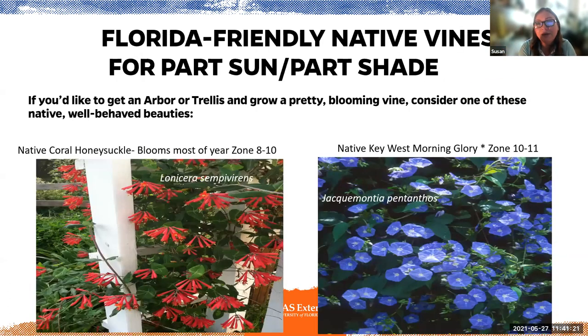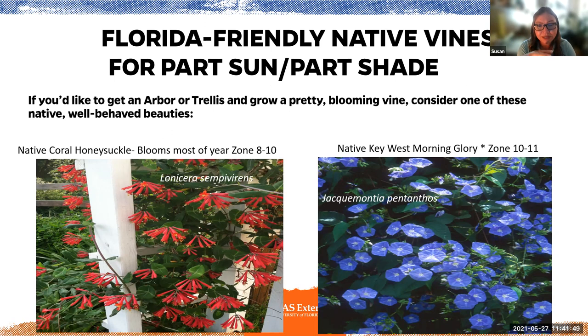Here are a couple of vines that I wanted to tell you about. A lot of people are afraid of vines, and you've probably had a bad experience at one point with a vine. I have too. But these two are really pretty well-behaved vines, I have to say. Of course, being a vine, they do need a structure. So you need to have them growing up an arbor or a trellis or something like that, or even on a fence if you're allowed to do that. But these two are really well-behaved.